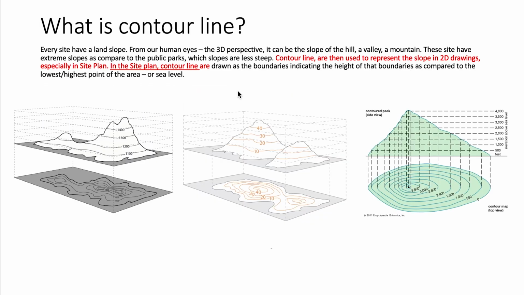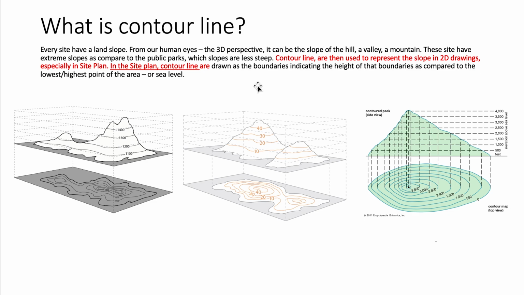Within your site plan, some of you, well, most of you actually, have an area that has a slope. So you must use contour lines to indicate the land slope. So what is a contour line? From our eye level, we can see the slope, and it can be easily noticed when you're looking at a hill, a valley, or mountains. Normally you can only see the slope in 3D, and when you have to transcribe it back into the 2D site plan, you must use contour lines.